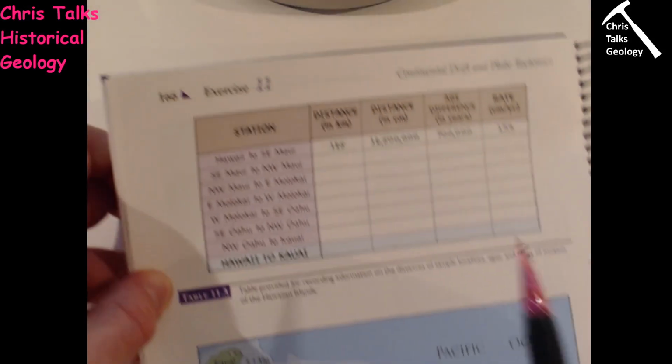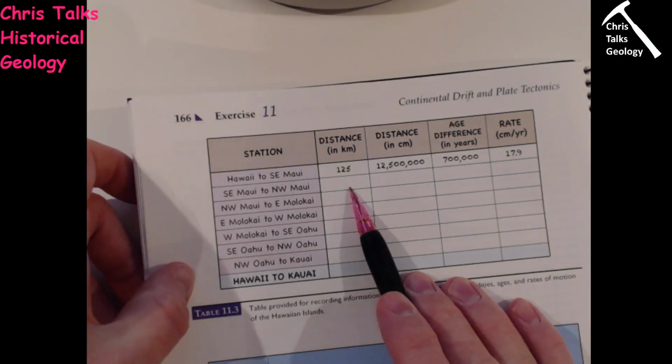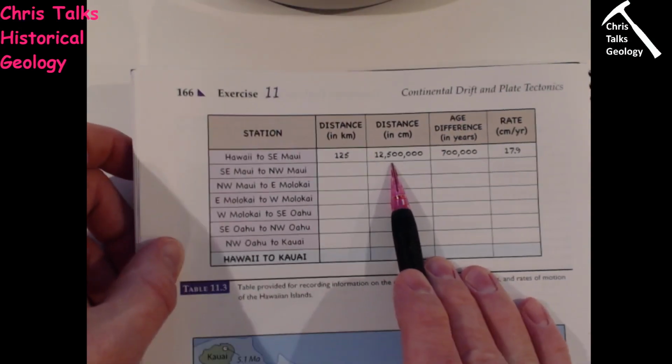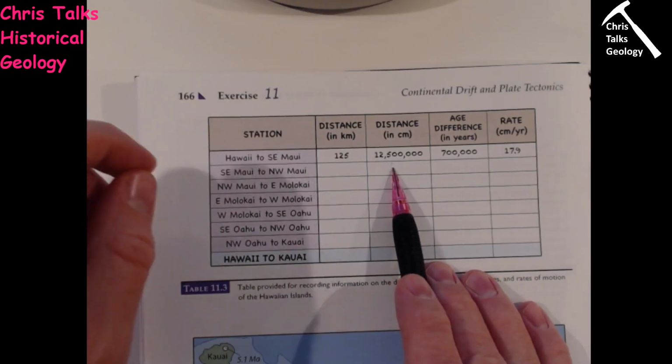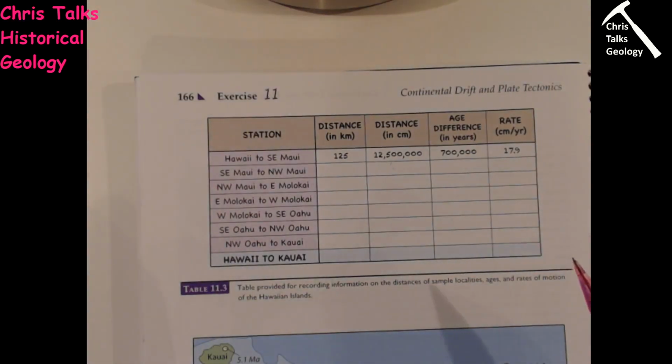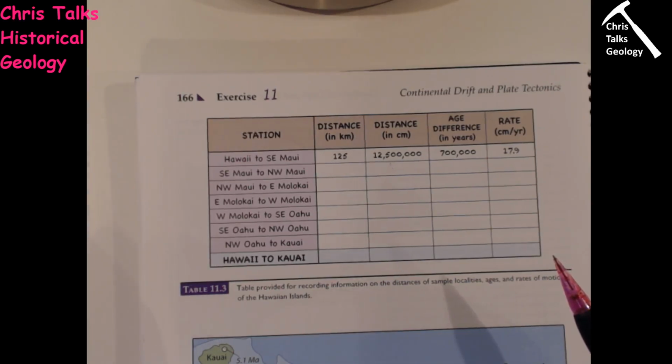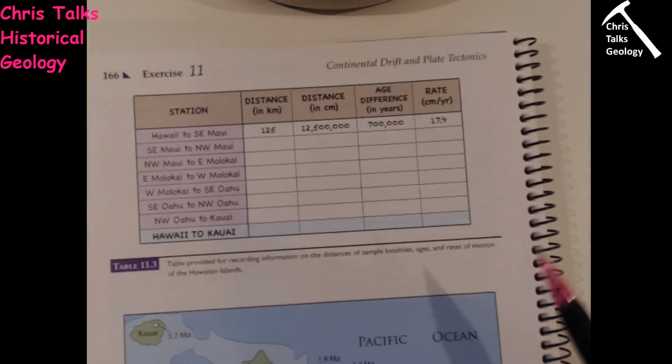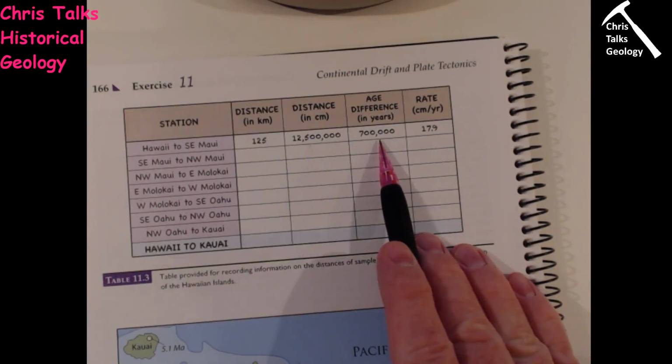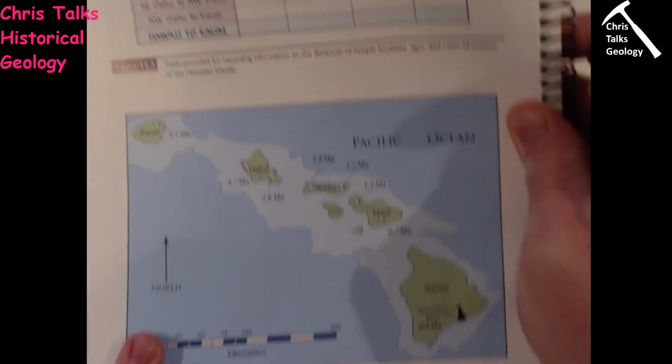Now, once you have your distance in kilometers, you're going to convert that into a distance in centimeters. Once again, 1,000 meters in a kilometer, 100 centimeters in a meter. Okay, so you'll know how to do that calculation by now. The next thing we're worried about is the difference in years. So what have we got going on here?